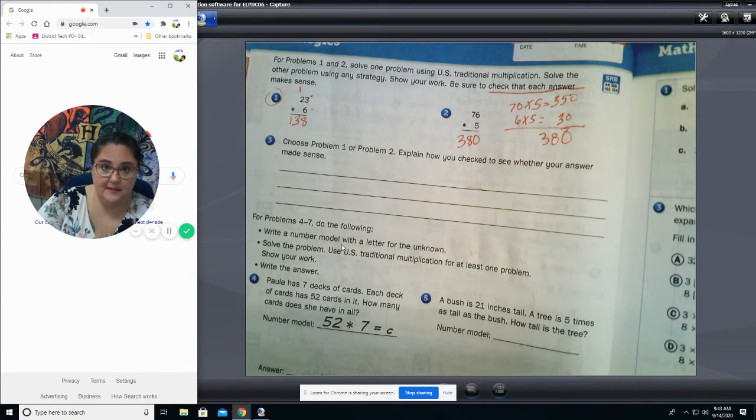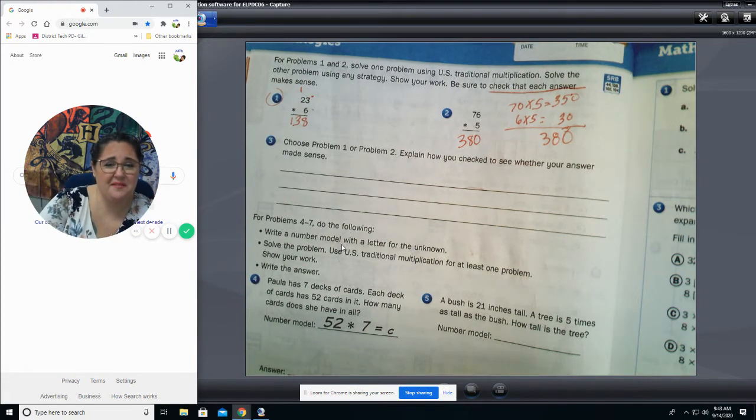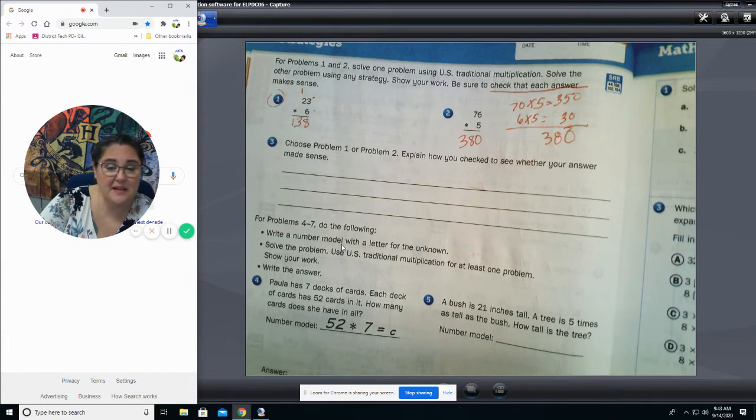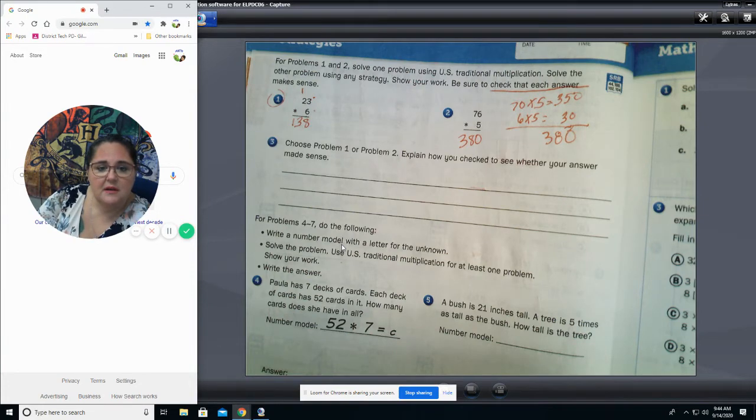$76 to me is close to 75. 75 times 5 is about 350. So my answer is 380. That means I'm close to where I need to be. Absolutely. Now it says choose problem 1 or 2. Explain how you checked to see whether your answer made sense.